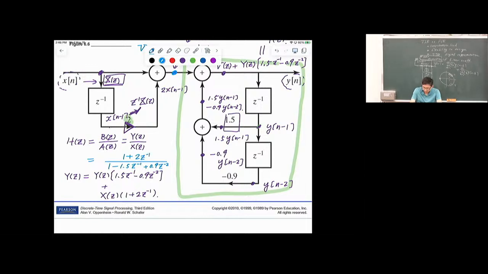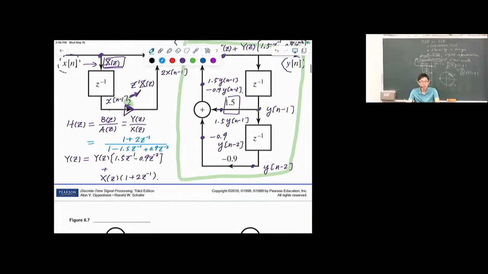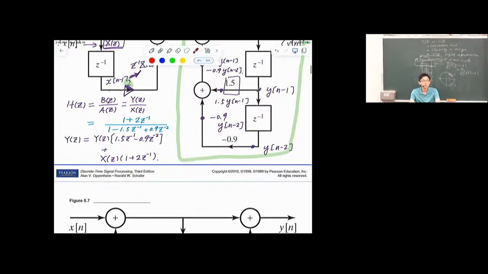Can you help check that this is correct? Can you help check that indeed? What do we have? Take a look. We have Y multiplied by A. Does it equal X multiplied by B?